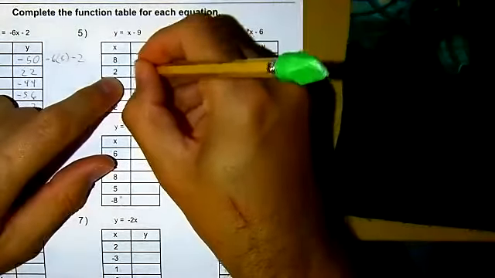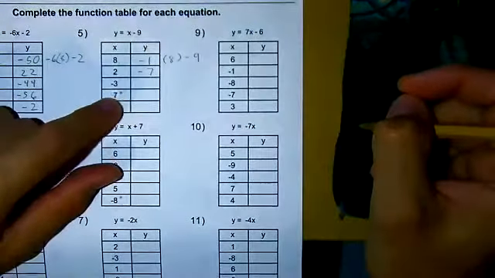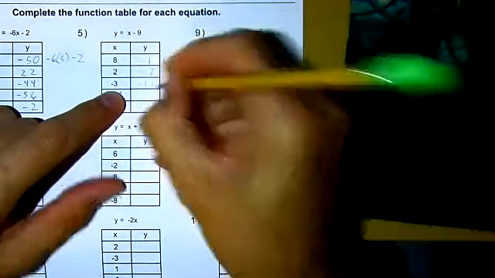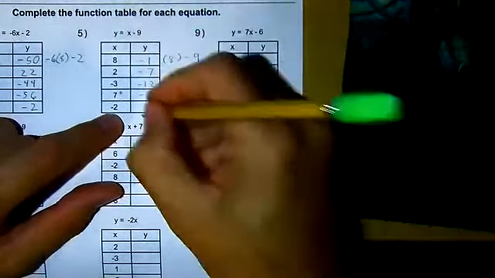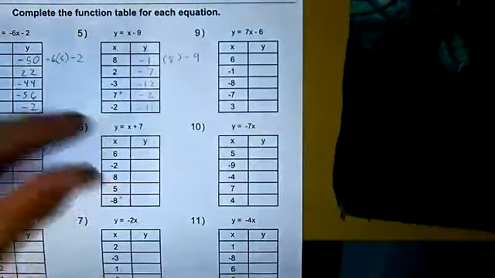You would have gotten negative 7, negative 12, negative 2, negative 11. My math is correct.